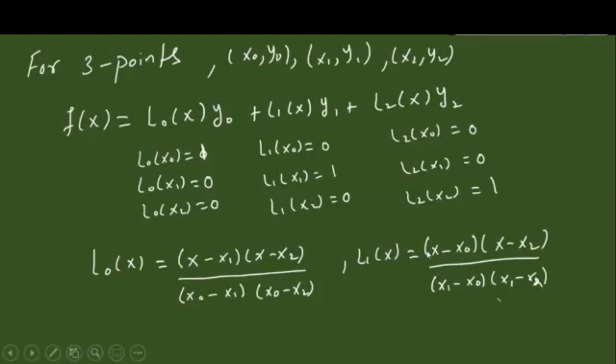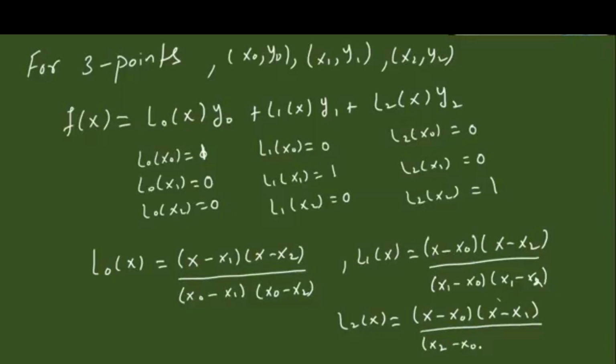I'm just verifying this point. If I put x1 in place of x, x1 minus x0 and x1 minus x0 cancel out, x1 minus x2 and x1 minus x2 cancel out, and the overall answer is 1. And similarly, you can define L2. L2 is associated with x2. This means that in the numerator there will be no x2. So I am left with x minus x0 and x minus x1, divided by, in the denominator I have to subtract all the nodes from x2 because this is defined for x2. In other words, just replace x with x2 in the denominator.